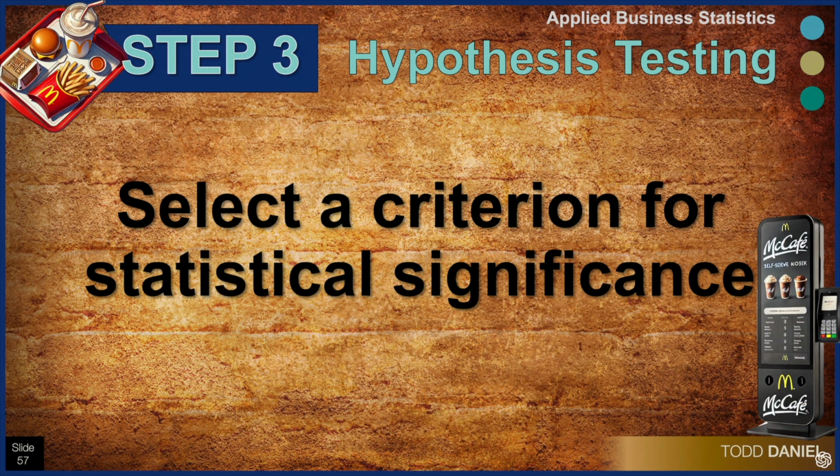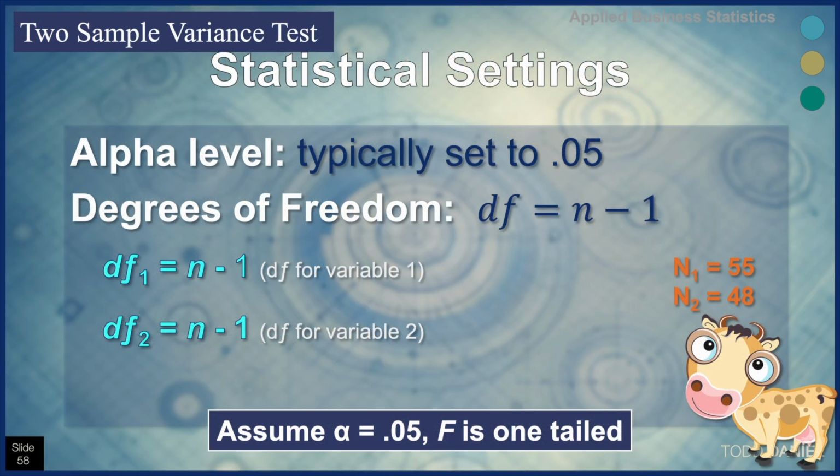And now we select a criterion for statistical significance. We're going to keep our settings at an alpha level of 0.05, and we'll be using this time an F distribution instead of a chi-square distribution. Now, an F distribution has two different degrees of freedom.